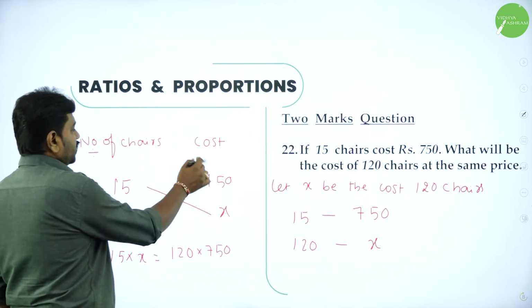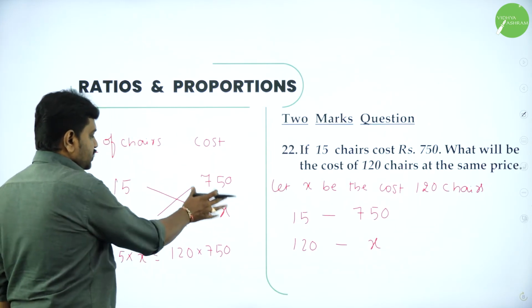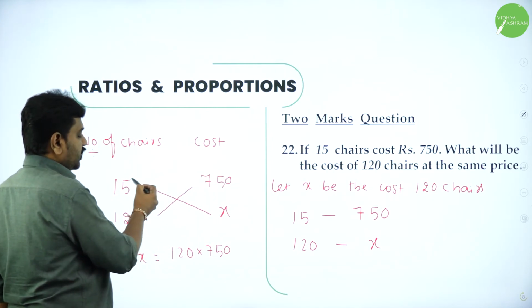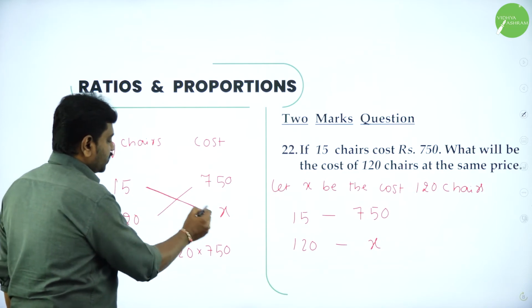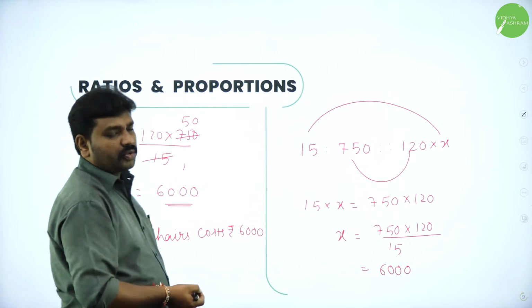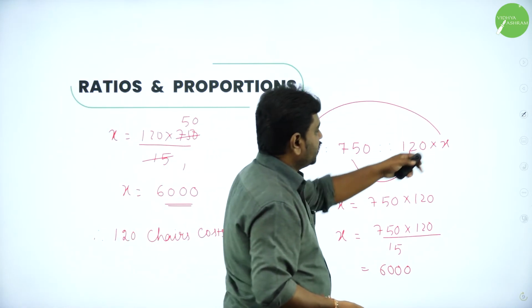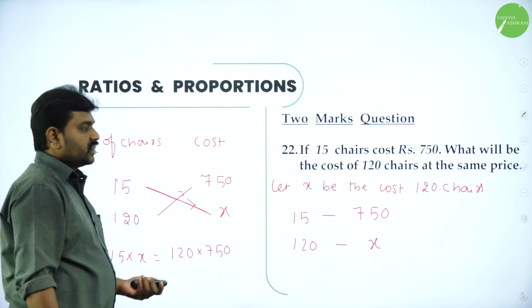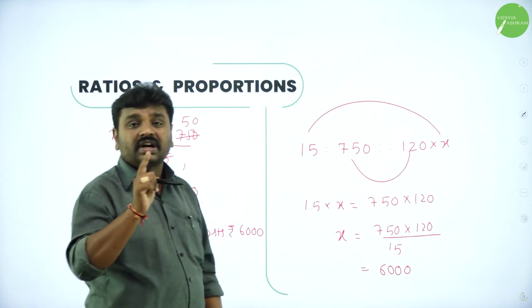So one quantity, other quantity. This is number of chairs, this is cost. 15 chairs, 750 rupees. 120 chairs, we don't know, call it x. Cross multiply. If it is a direct relation, you can multiply this into this is equal to this into this. It is the same as product of extremes is equal to product of means. So 15 into x. For direct relation, cross multiply.